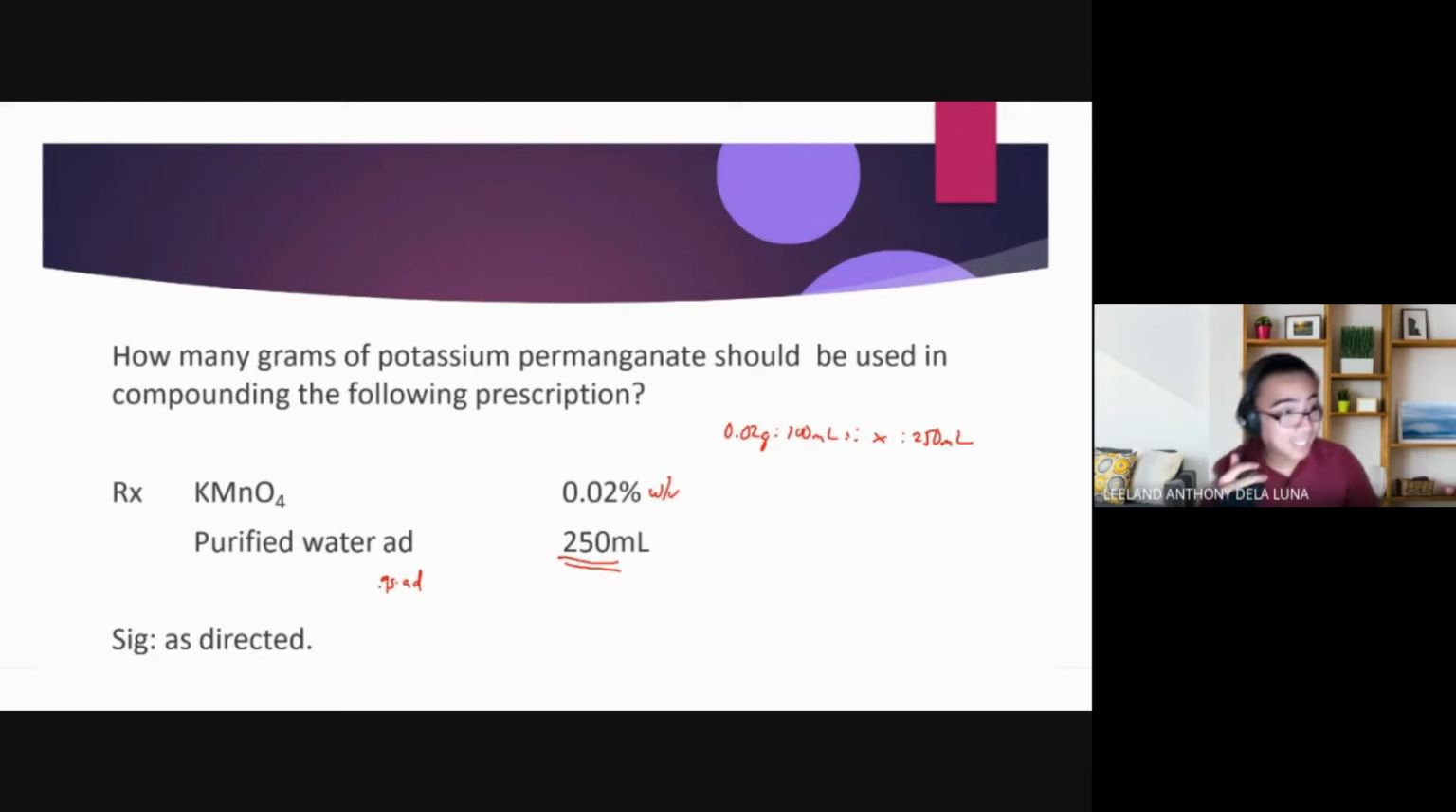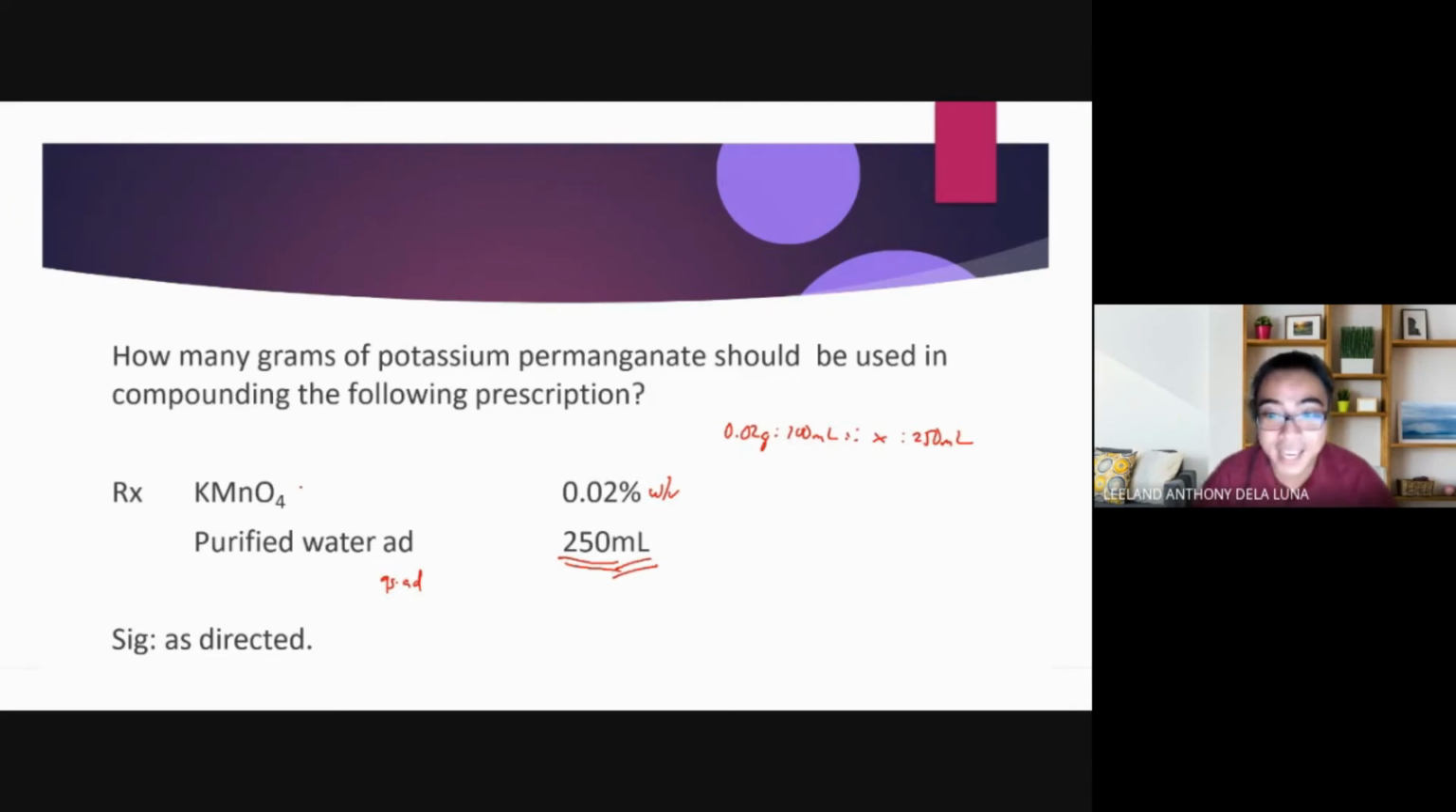Okay, sige. Pag sinabi natin QS add, halimbawa, potassium permanganate as QS add purified water, tapos 250 ml. Ibig sabihin nun, I just add enough water, kahit ilan pa yan, basta kailangan makabuo ako ng 250 ml solution. Basta solution yung bubuoin ko dyan. So, ibig sabihin, yung 250 ml solution na yan contains whatever grams ng potassium permanganate ko. Okay? Basta ang total product is 250 ml.